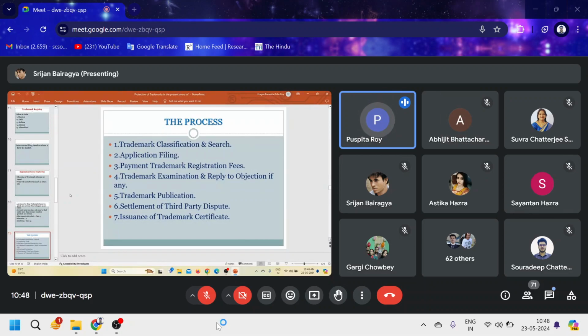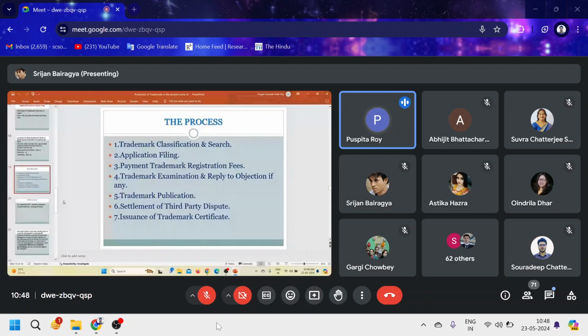If the objection is resolved, good enough, and if no objection is raised, then publication of the trademark will be made. Then third-party dispute, if any dispute relating to a third party is there, that is also to be resolved. And after that, the registry office issues proof, conclusive evidence that I am having the trademark and I have applied for registration by complying with the necessary statutory requirements.